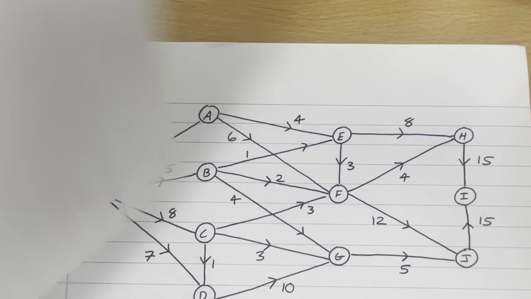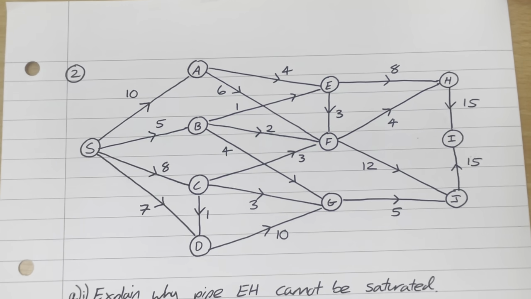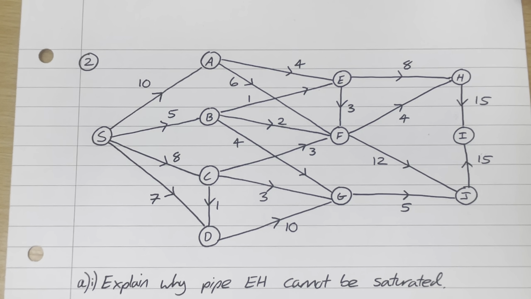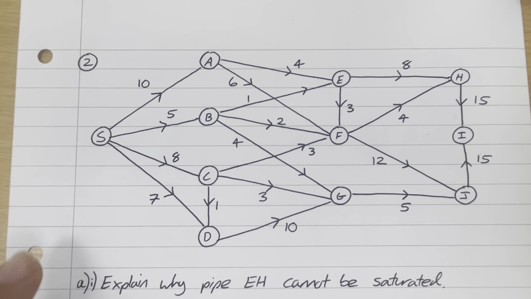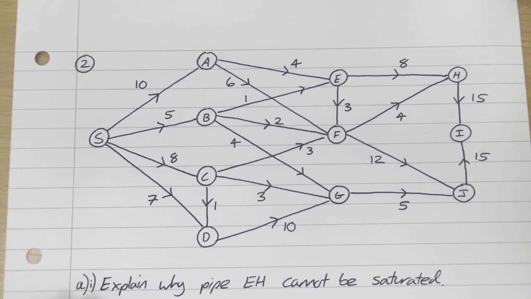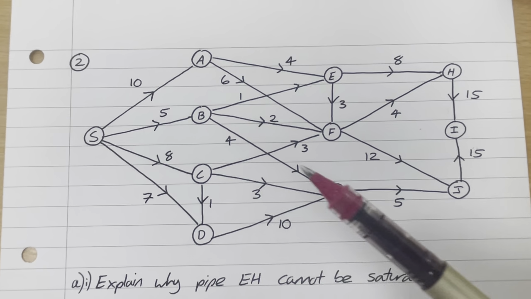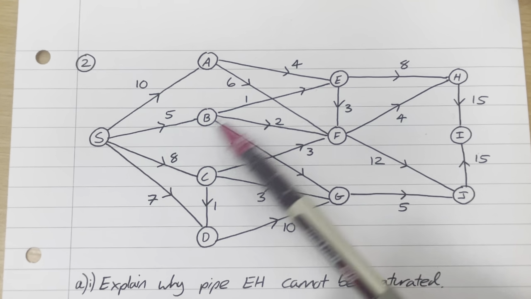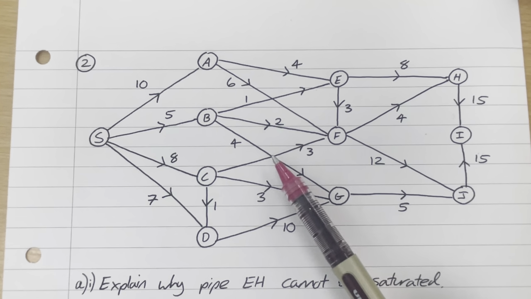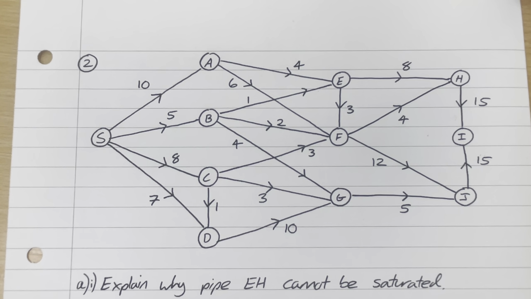Question number two. A different network again. Not seen this one yet. Explain why pipe EH cannot be saturated. Okay, so let's just look at our network. Okay, lots going on here. Lots of crosses. Okay, lots of crossing arcs in this one. So it's not planar. It makes it a little bit difficult to see.